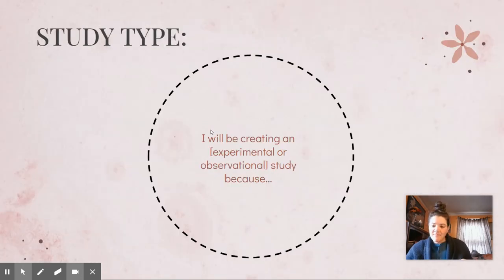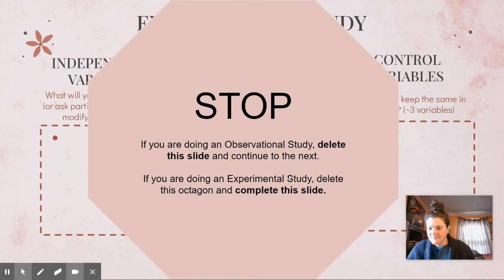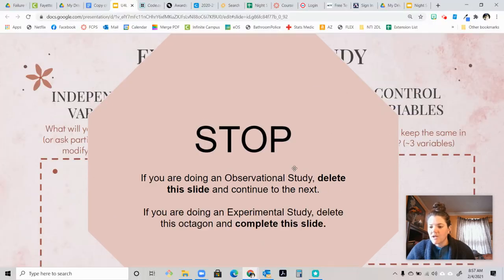Tell me your study type. So you're going to delete experimental if you're making an observational study, you're going to delete observational if you're having an experimental study. And then tell me how you know that it is experimental or observational. So for example, you might say, I'll be creating an observational study because I'll just ask people questions and not interfere in their lives.